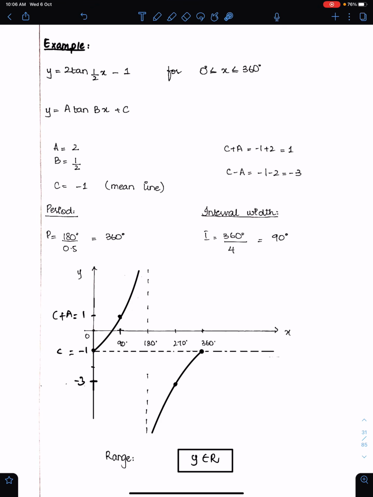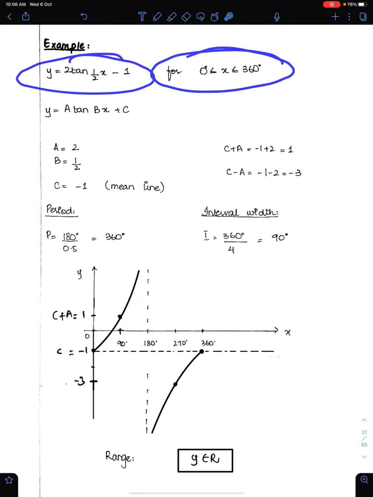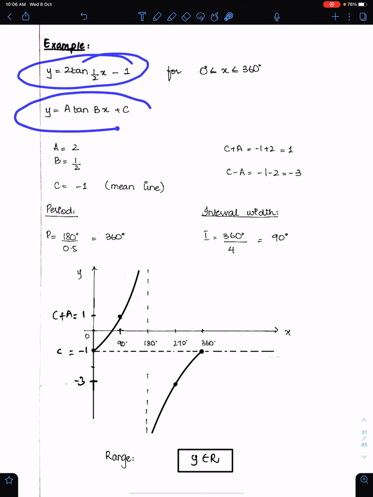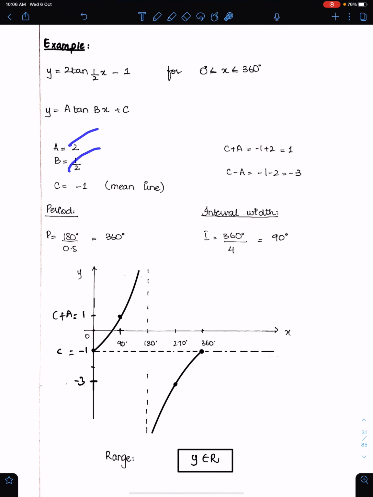What if we have to sketch this tan function for this domain? Number one, we have to compare this with the standard equation to get the values of a, b and c. Since a is positive, we have to sketch a normal tan function. C plus a, c minus a, this is the mean line, period. Because of this half, the period is 360, intervals are of 90 degrees. So this is c, this is the y-axis, this is the x-axis, and the intervals are of 90, so we have 0, 90, 180, 270, 360. If you know the points of tan, then you can easily sketch this curve manually.